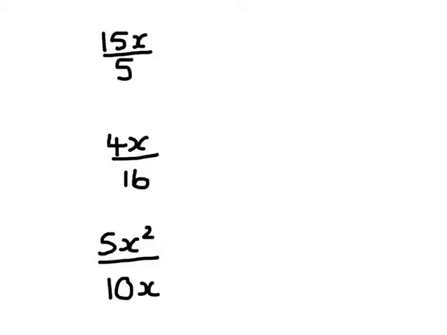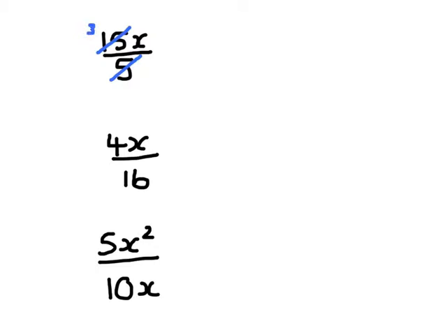So here's a quick introduction into how to simplify algebraic fractions. So at the top we've got 15x divided by 5, and just like with a regular fraction, I know that 15 divided by 5 is 3, so I would cancel those two out and replace that with 3.